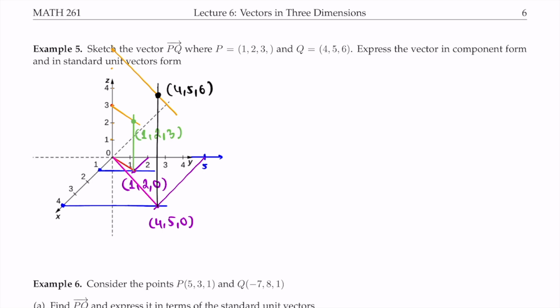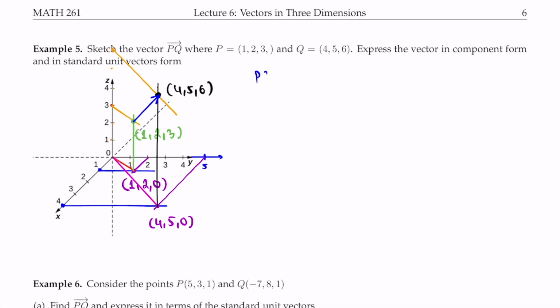And you have the initial point, you have the terminal point. You can connect these 2 points together to form a vector PQ. And I'm going to use blue for that. Alright, so that's the vector PQ in 3-dimensional space. Now, you want to calculate or form the vector PQ algebraically and express the vector in the component form as well as in the standard unit vectors form.